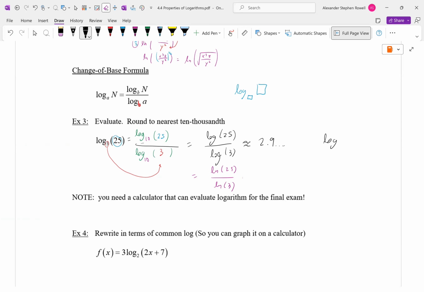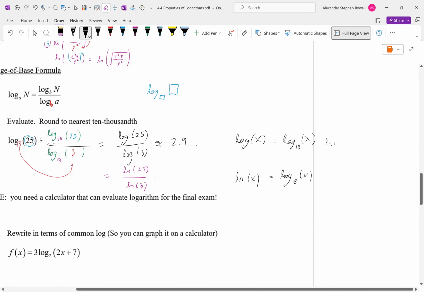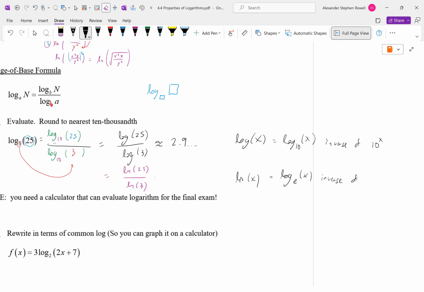What's the difference between log of x and natural log of x? Log is base 10. And this is log base what? E. Very different. This one is the inverse of what? 10 to the power of x. This one's the inverse of what? E to the power of x.